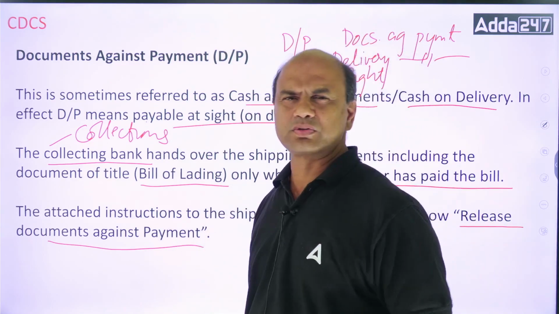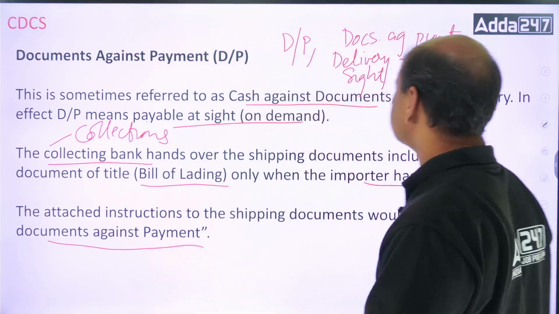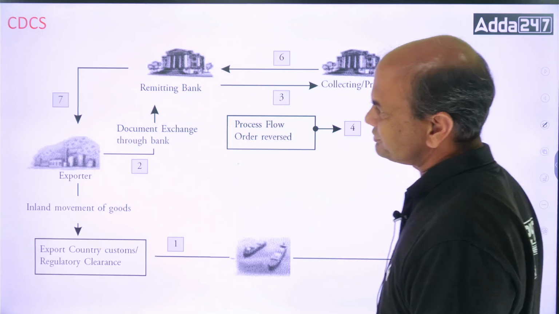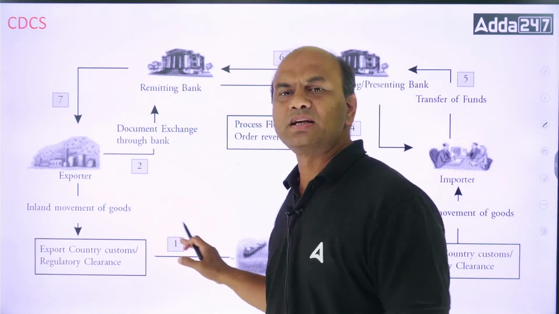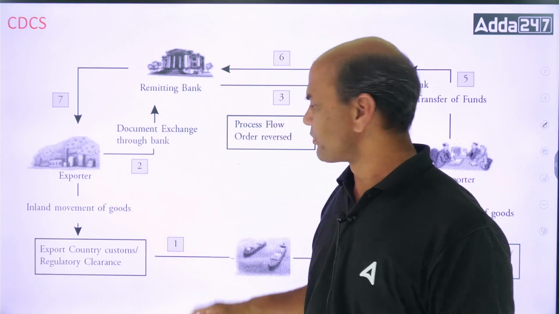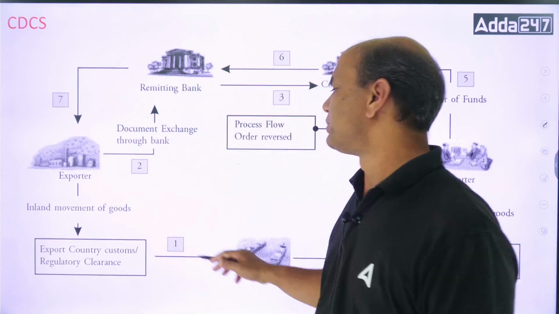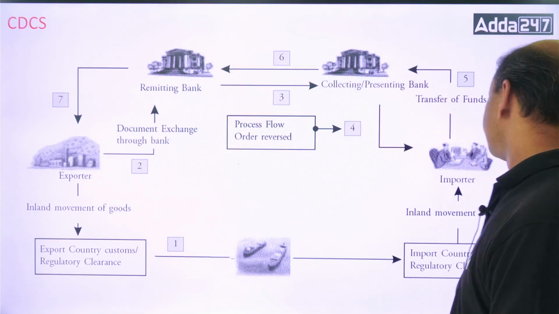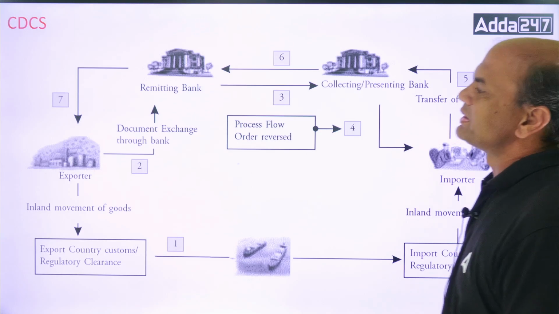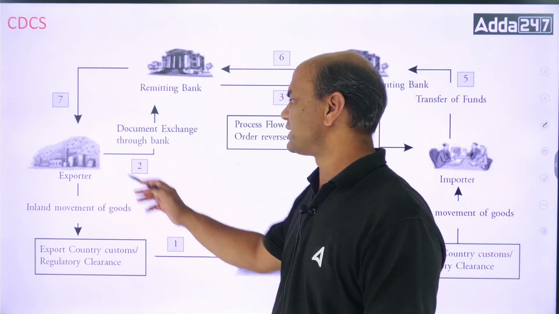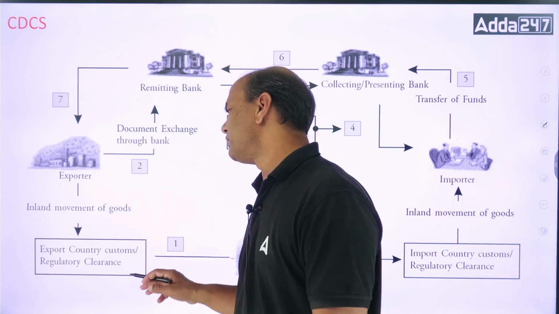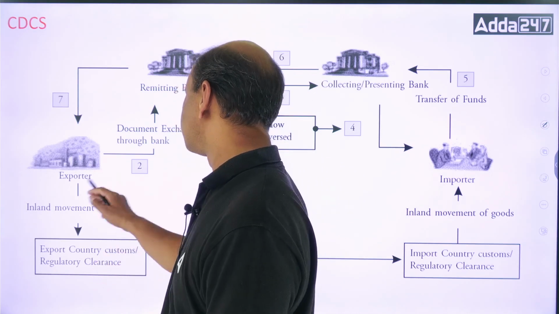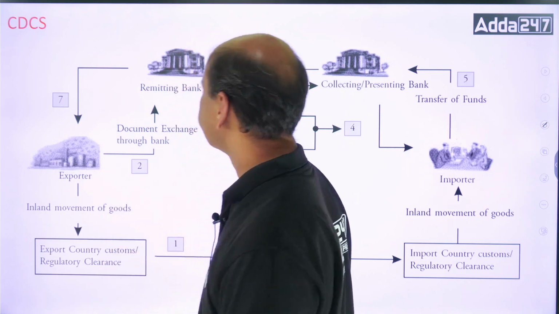I'll show you the image also later. Let's discuss right now. Let's say this is a DP transaction. Here there is an exporter. The exporter will basically send the goods. Inland movement of the goods, export country customs, regulatory, all these things, goods are sent.